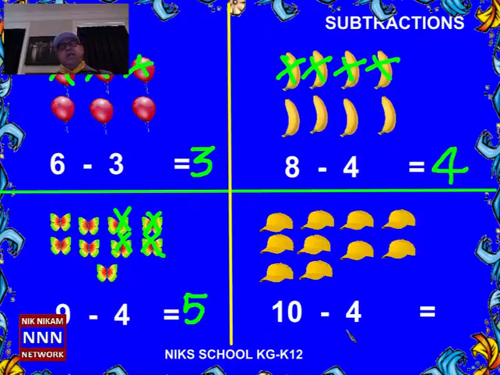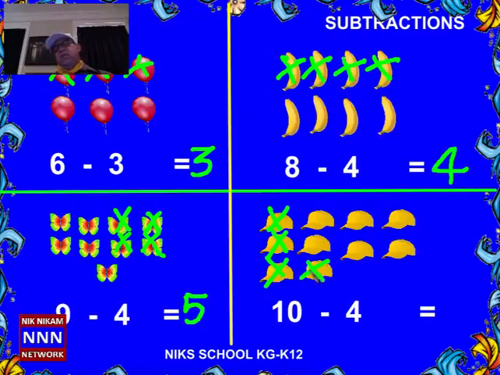And 10, you take away 4. How many are left? Let's count here. So we have to take away 4 caps. All right, let's take away 4 caps. 1, 2, 3, 4. So we took away 4 caps.